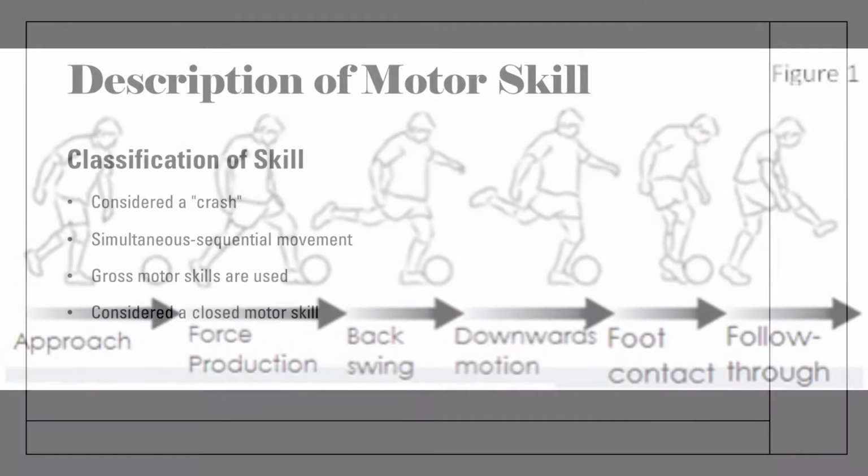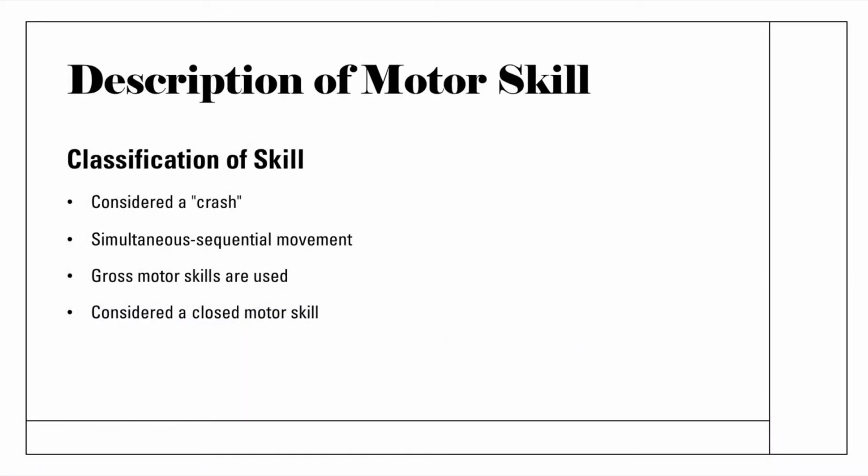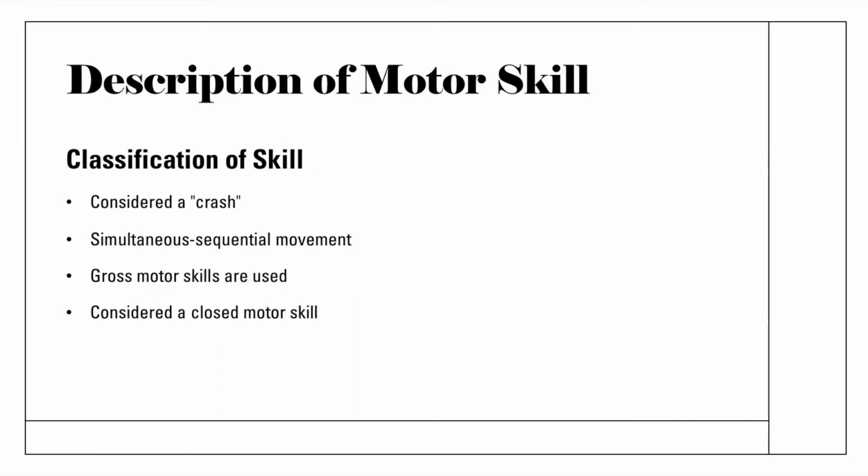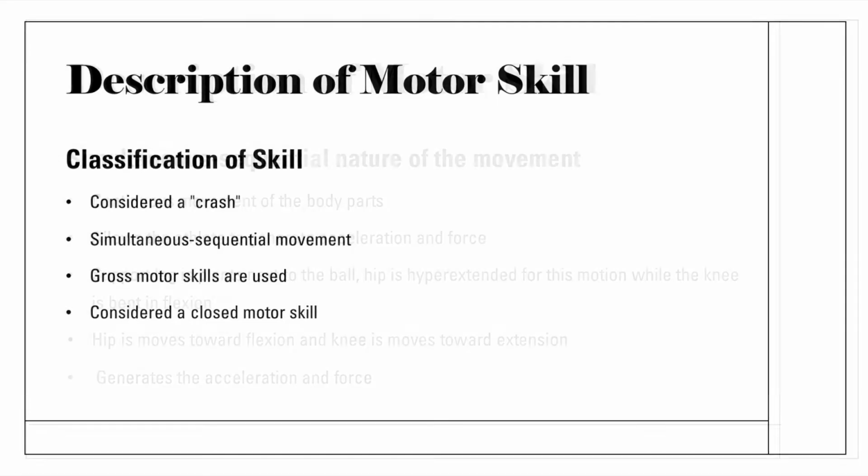This type of skill is considered a crash because of the contact made with the ball by the moving body part, which is the swing leg. This movement can be classified as the action of an athlete using the force made through the simultaneous sequential movement of the body to strike the ball as the player uses its muscles to swing through the ball. This uses gross motor skills, and it would be considered a closed motor skill.